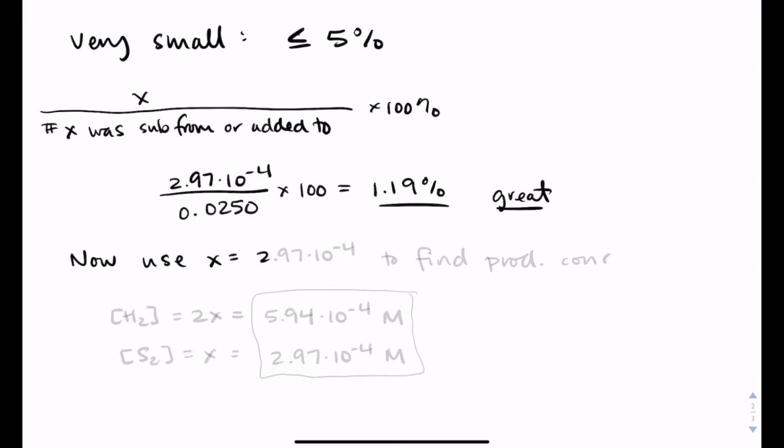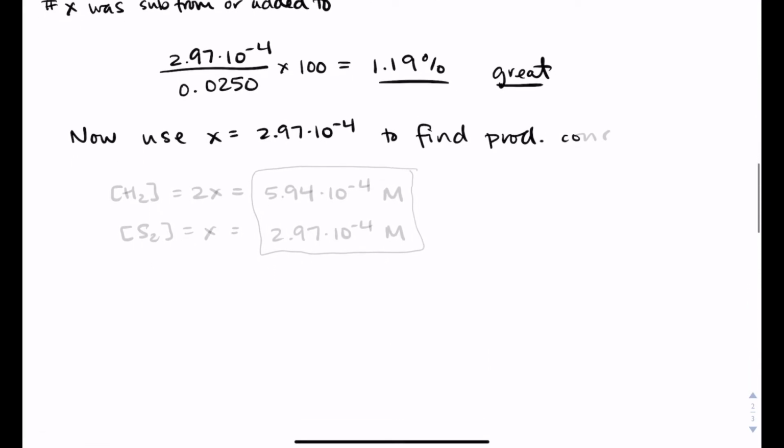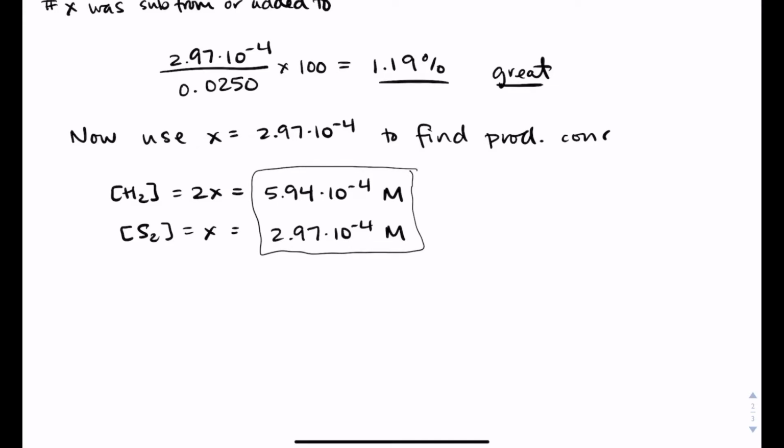We still aren't done with our problem though. All we did was find x. Now we have to find the equilibrium concentrations. So plugging x into the concentration of S2 and the concentration of H2 gives you these values. You could also go through and find the reactant concentration, but it didn't ask for that, so that's why it's not reported here.